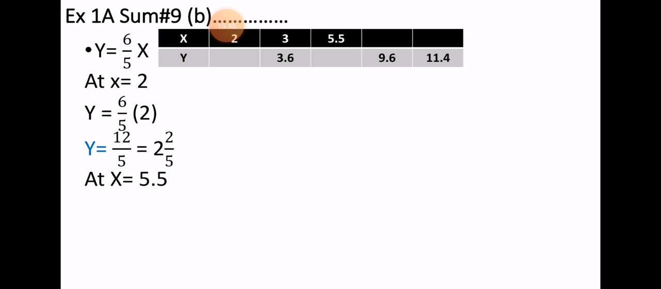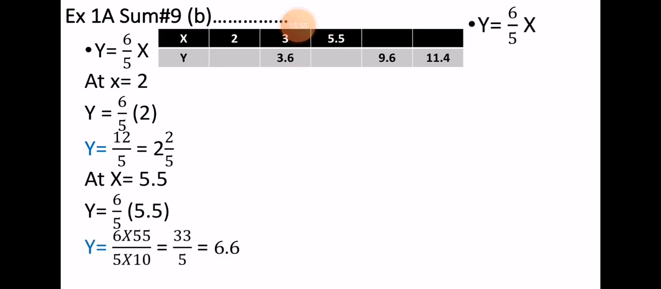and at x is equal to 5.5, as it is given, you will place x is equal to 5.5 in this equation. Now again we have removed the decimal, and 5.5 can be written as 55 over 10. So by cutting, 5 ones are 1, 5 11s are 55, and 5 2s are 10, 11 3s are 33, 33 over 5. It can be simplified and written as 6.6.